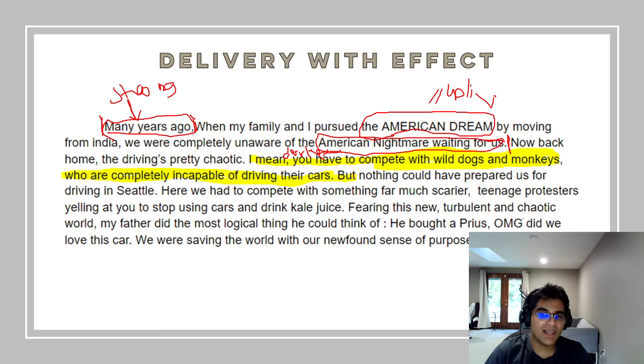Maybe you want to highlight that irony. So you can feel exasperated here. I mean, you have to compete with wild dogs and monkeys. Maybe pause just to let that sink in. Who are completely incapable of driving their cars in a straight line. Now with that sentence unpacked, it's a little exasperated, with a little pause here. Very simple unpacking. So, I mean, you have to compete with wild dogs and monkeys who are completely incapable of driving their cars.